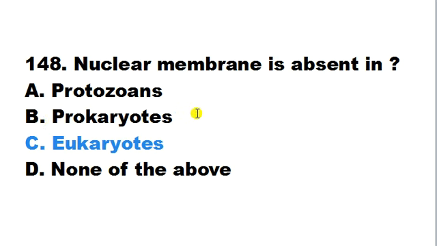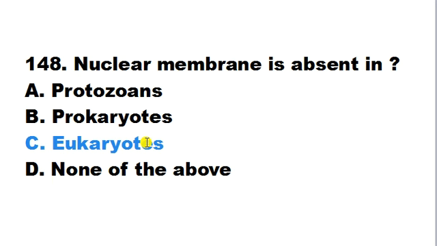Protozoans are single cells, and prokaryotes don't have well-defined organelles. They don't have a nuclear membrane or mitochondria. So many other membrane bound organelles are not found in prokaryotic cells or prokaryotes, while eukaryotic cells have a nuclear membrane. That means the membrane which is present outside the nucleus. So here the correct answer is C.